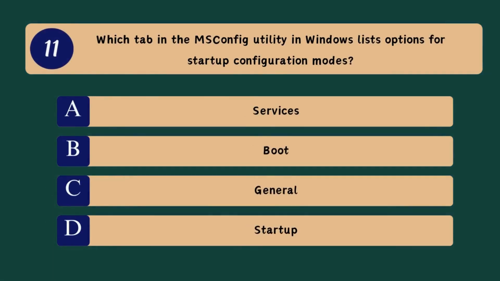Question 11. Which tab in the msconfig utility in Windows lists options for startup configuration modes? A. Services. B. Boot. C. General. D. Startup. Correct answer, C. General.